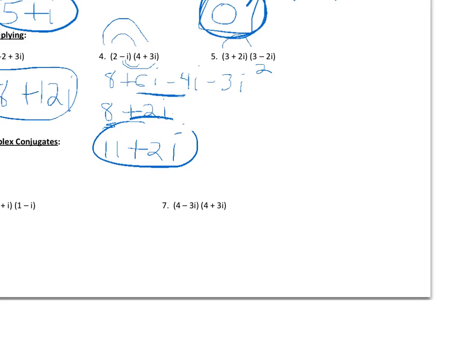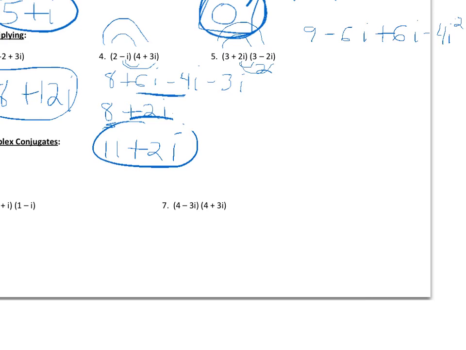Let's say we're going to have 3 times 3 is 9. Then our outer terms, 3 times negative 2i is minus 6i. Our inner terms, 2i times 3 is plus 6i. And then the last terms, 2i times negative 2i is negative 4i squared.